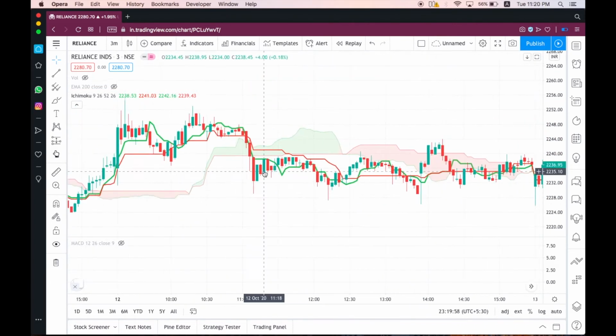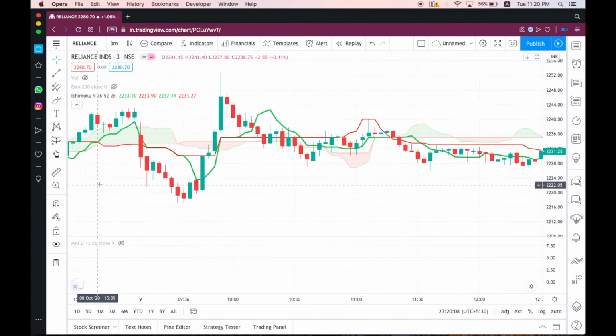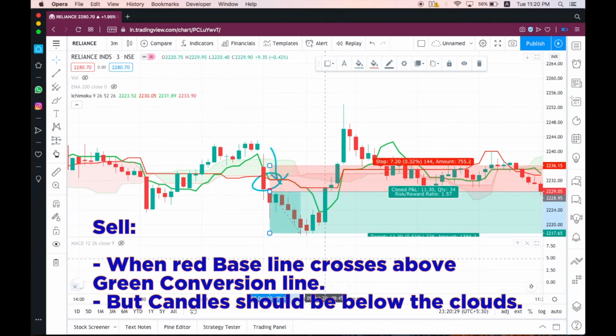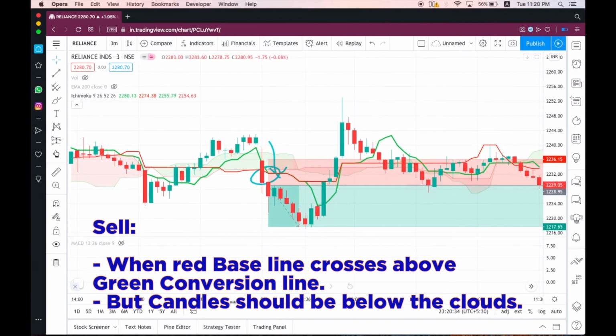Let's go back and find examples for the other way around. Exactly in the opposite manner, go short or sell when the red baseline crosses above the green conversion line. But in this case, if and only if the price action is below the clouds.